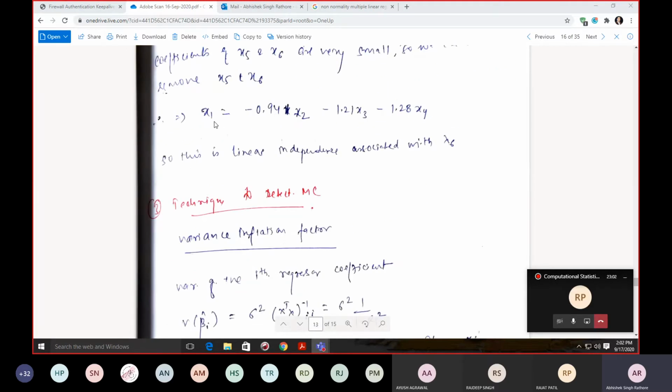So we can say that there exists a relationship in this equation, and by calculating it we can say that there exists a linear dependence. You have a relation that x1 equals something into x2, something into x3, and something into x4. So we can say there exists some linear relationship in our data associated with this lambda 6. So x1 is dependent on x2, x3, and x4.